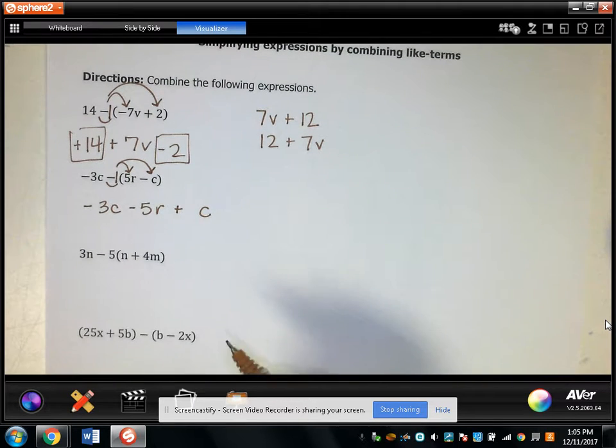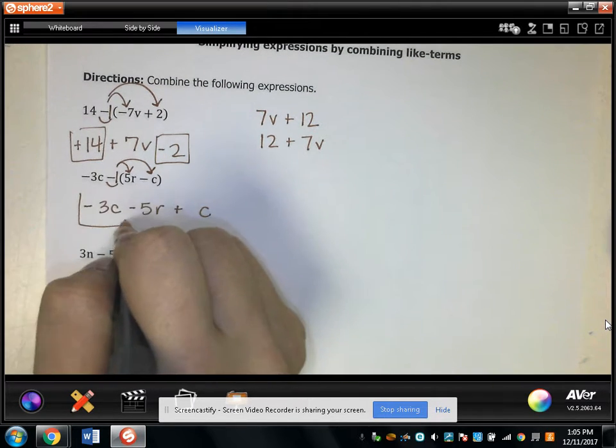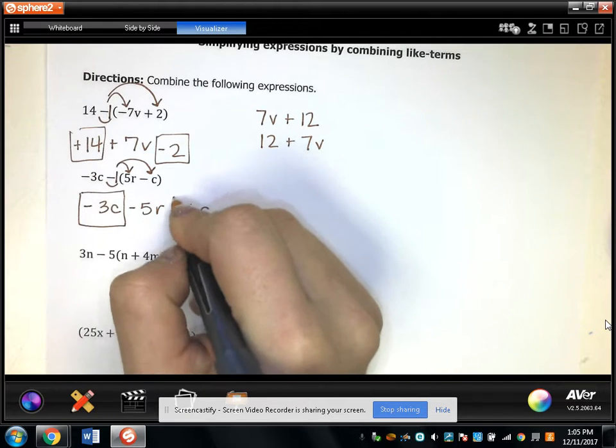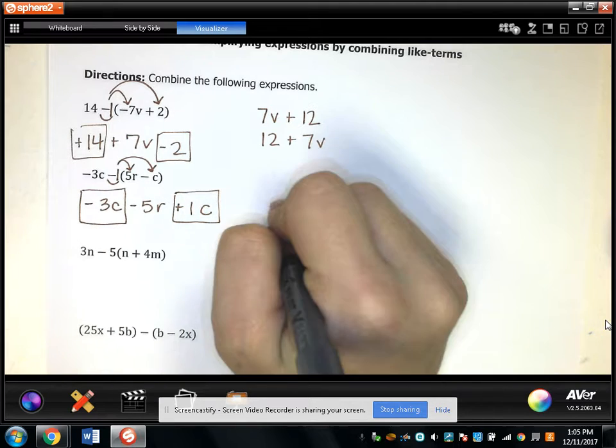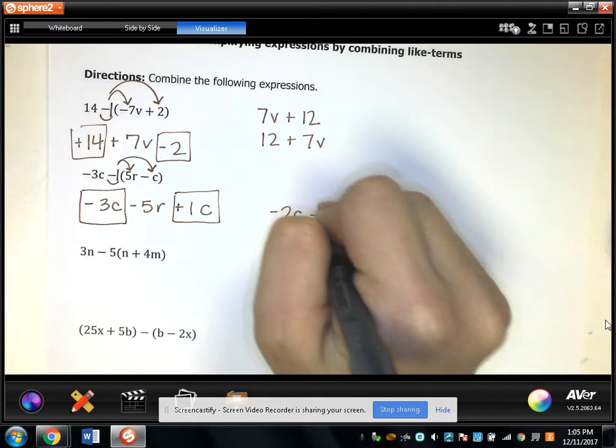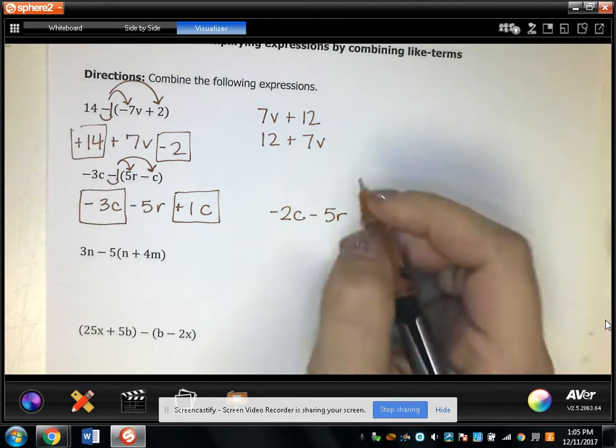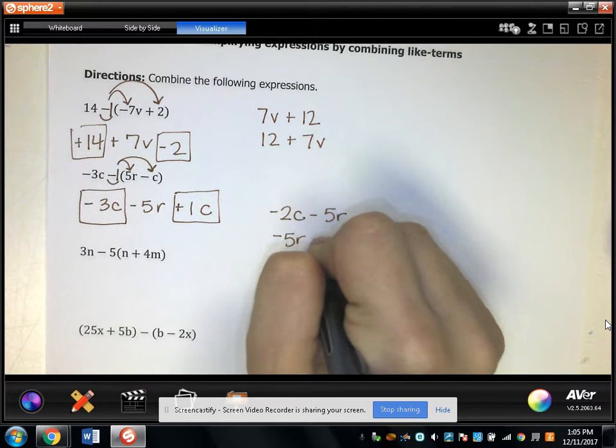Then I can start combining like terms. So I have a negative 3c and a positive 1c. So negatives win by 2, so that's negative 2c minus 5r. And I also could have written that as negative 5r minus 2c.